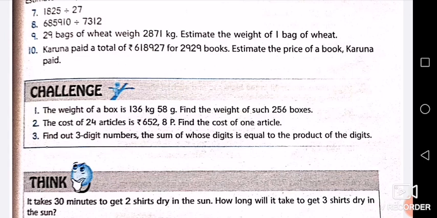Now estimate the price of a book. You have to estimate the price of one book, of a single book. What we will do here is round off the total number of books, to get the total estimated number of books, and then the money paid for those books, and then we will find what the estimated price of a book will be. As we have done in the previous question, we have to make the same statement. Okay, so let's do this question.